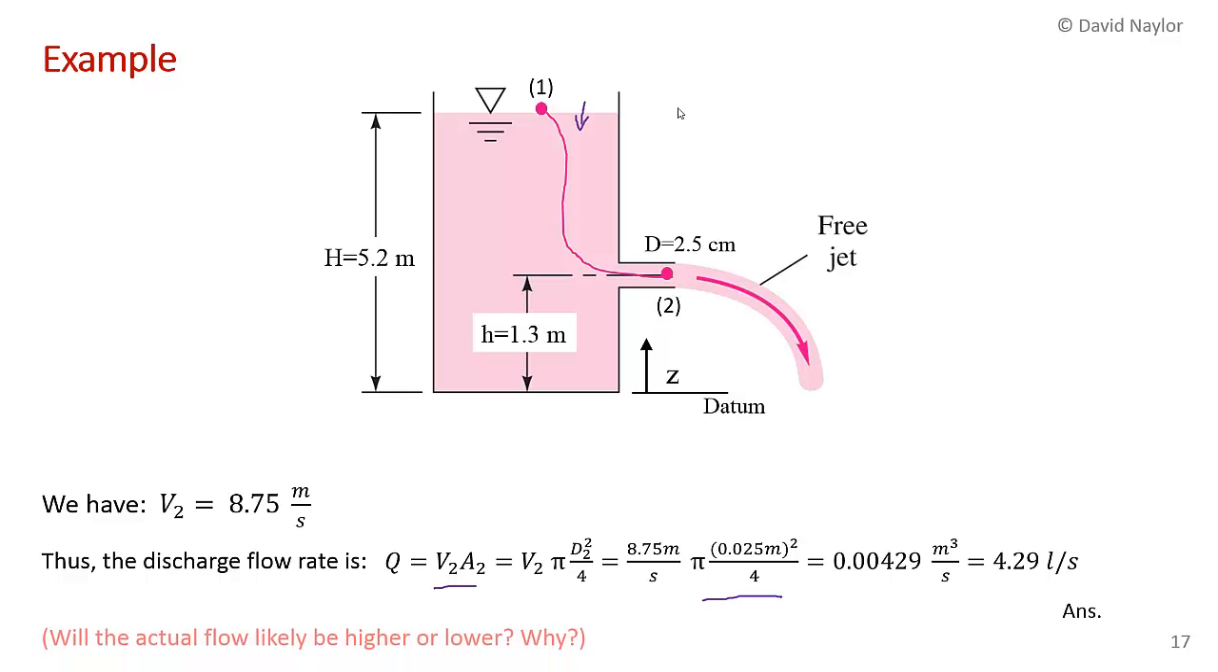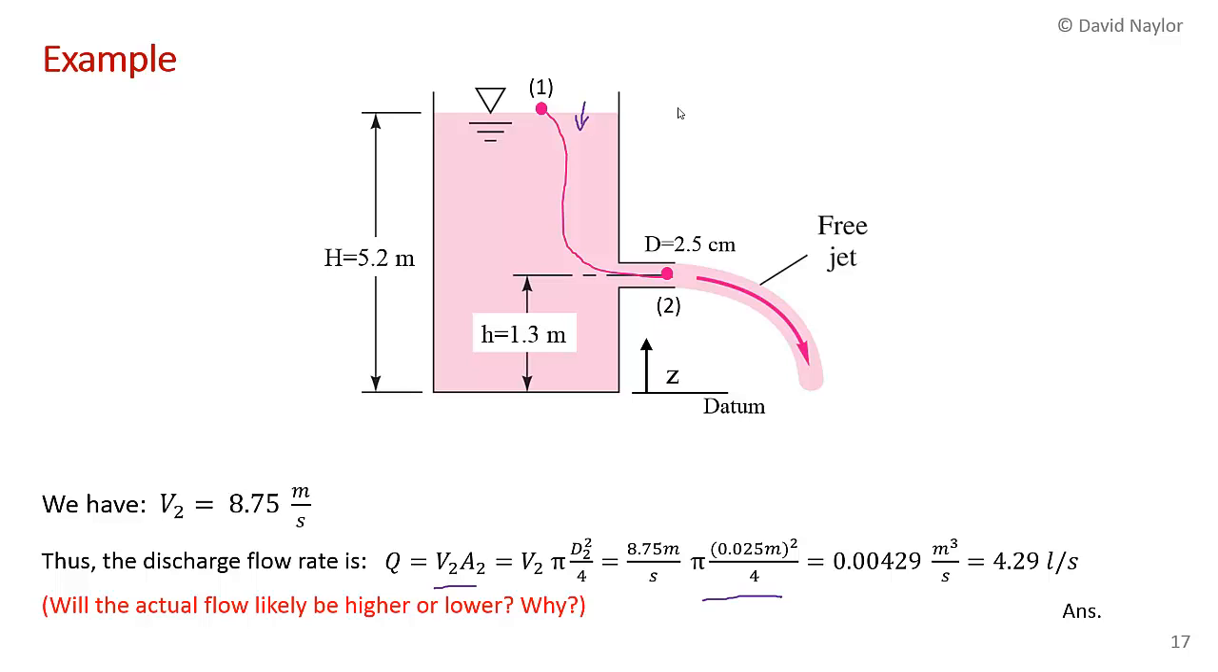So I'm just going to end by asking, if you were to set up a tank with water with exactly these dimensions in a large tank, will the actual flow be higher or lower? And why? You might want to pause the video and just think about this for a moment. The answer, of course, is that in all likelihood, you'd get a slightly lower flow. The reason is you've neglected viscosity. Water has some viscosity. It's fairly low, but it has some viscosity.